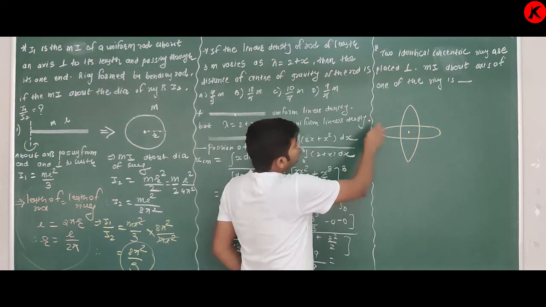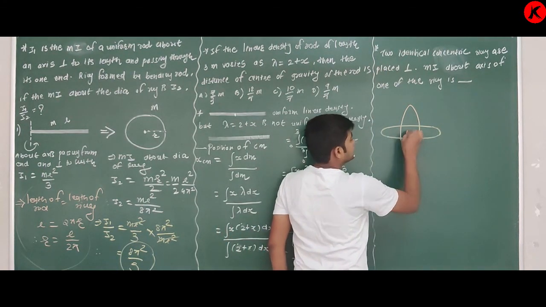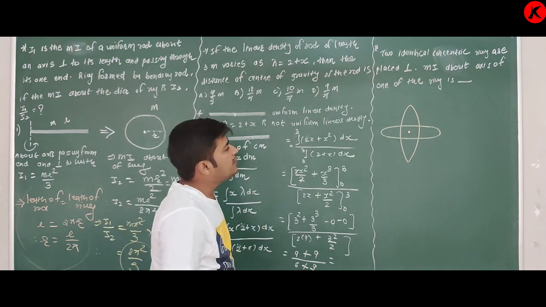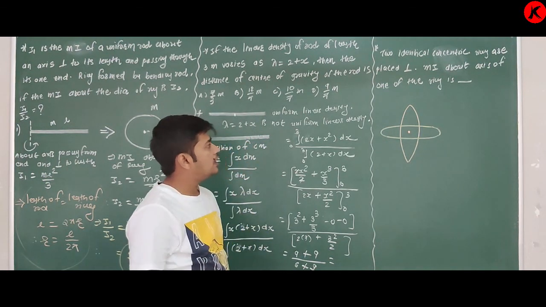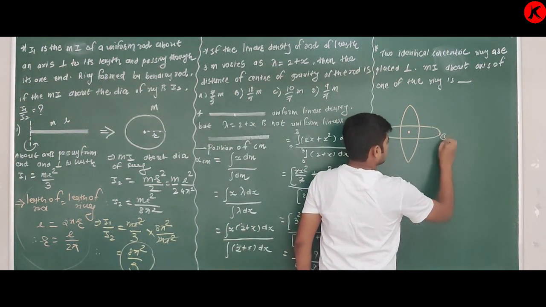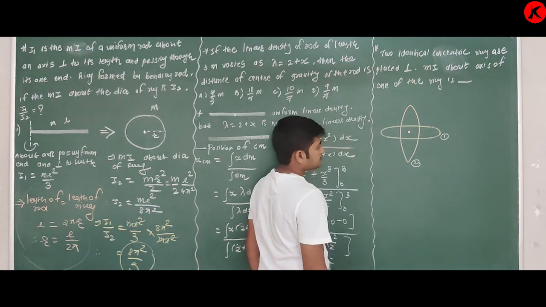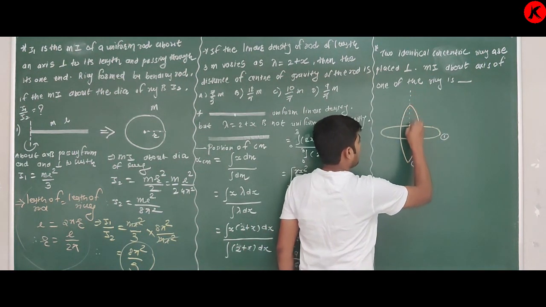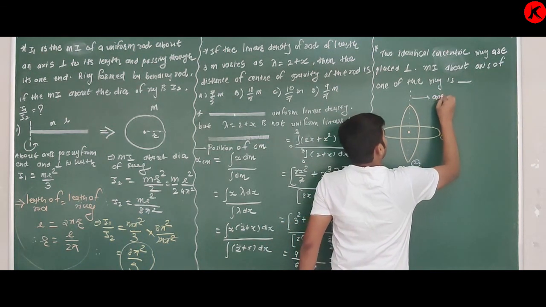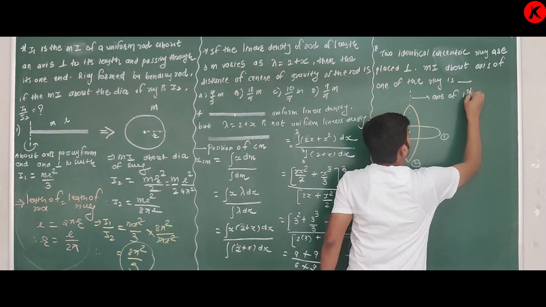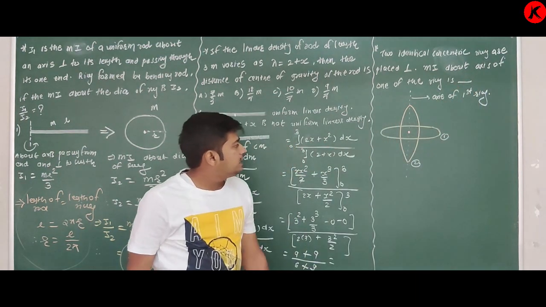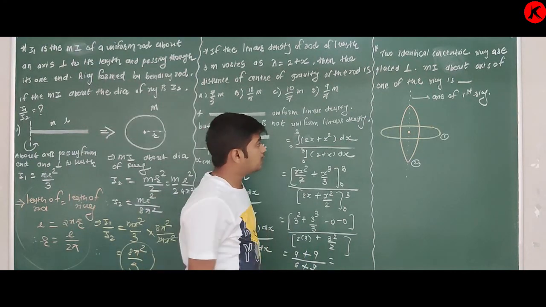Okay, see, two identical concentric rings means that the centers are at the same point, placed perpendicularly. Find the moment of inertia about the axis of one of the rings. See, it is number 1, it is number 2. So it is called the axis of the first ring. Okay, so let's find the moment of inertia about this axis.